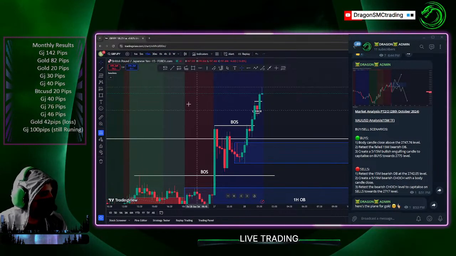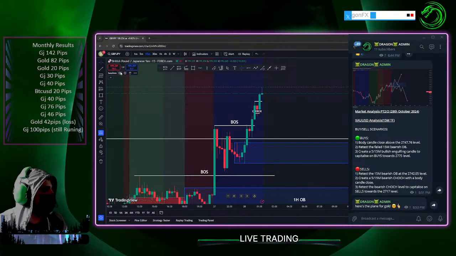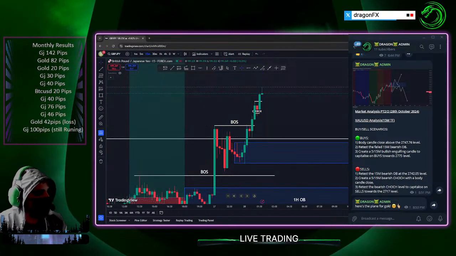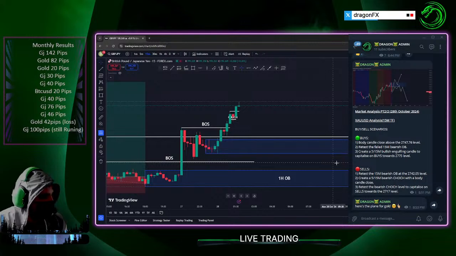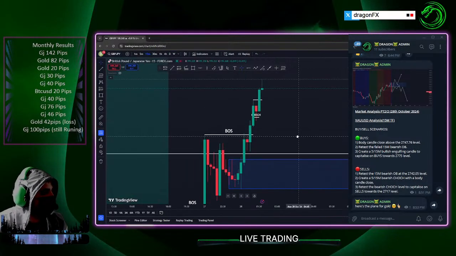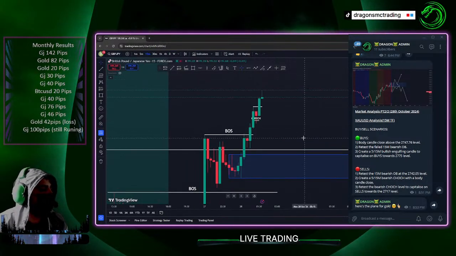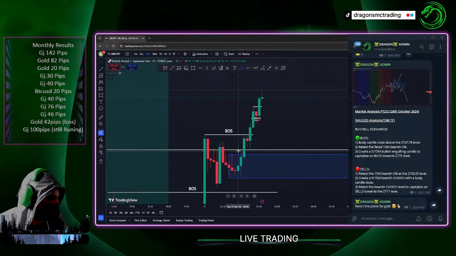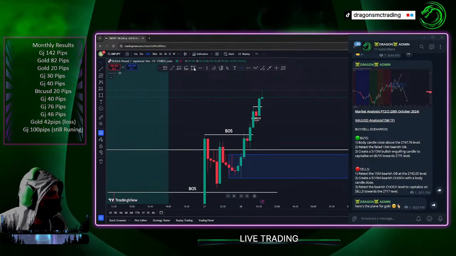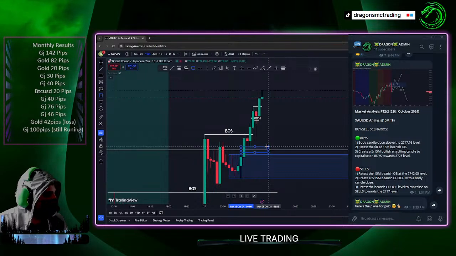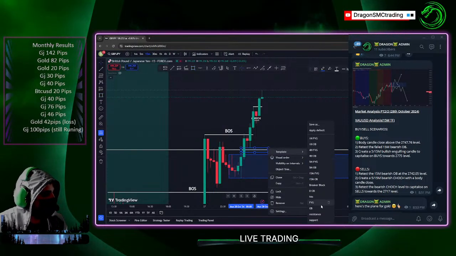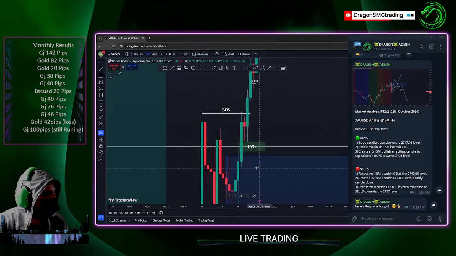Zero indicators. And by the way, I use zero indicators. This is just a session indicator. So how do you spot if there's volume in the market? Pretty easy. If you see fair value gaps like this one right here. This is a fair value gap that price created on the way up.